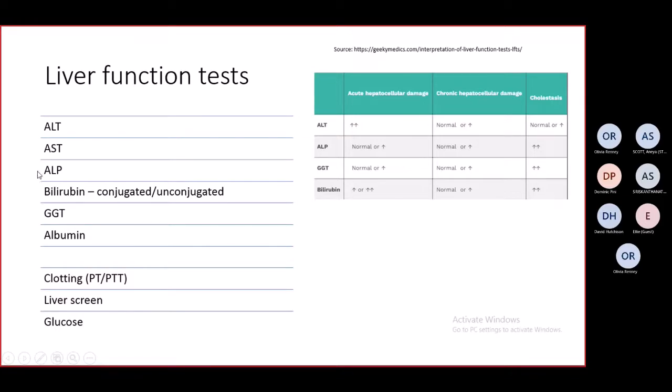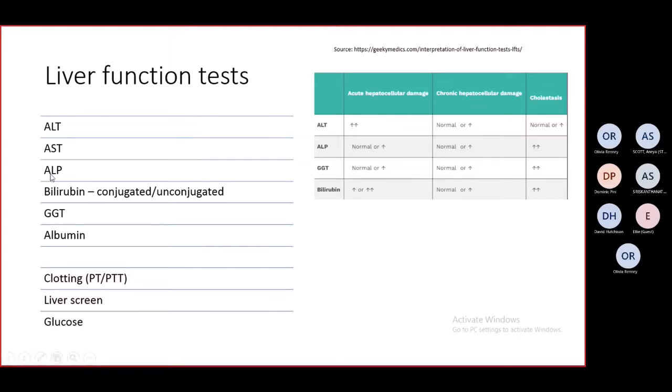ALP is alkaline phosphatase. Now this is slightly less specific because alkaline phosphatase can be raised with either gallbladder problems, liver problems, or it can actually also be raised because of bone problems. So if you have a bony metastasis or vitamin D problem, you might get a rise in your ALP.